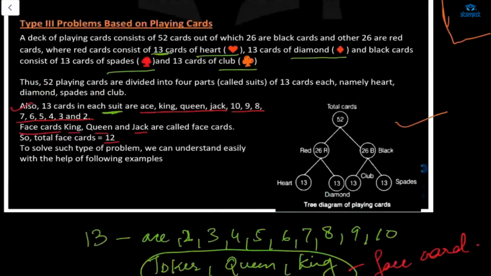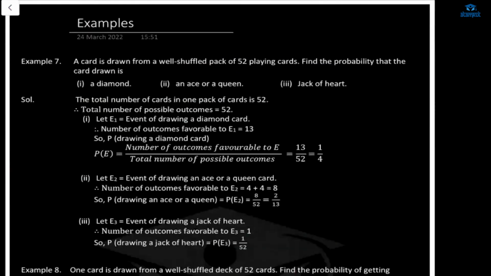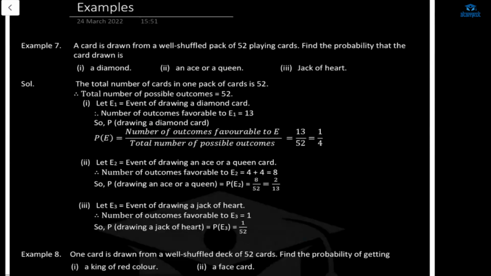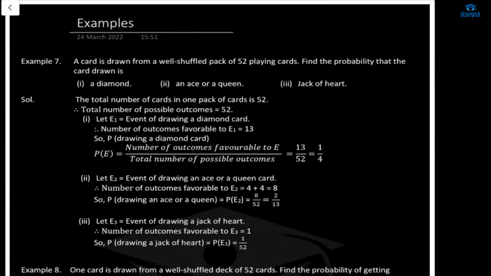Now remember the names: heart, diamond, club, and spade, because these names will be mentioned in your questions. We'll see one example today, and after that we'll see more tomorrow. Now a card is drawn from a well shuffled pack of 52 playing cards. Find the probability that the card drawn is.